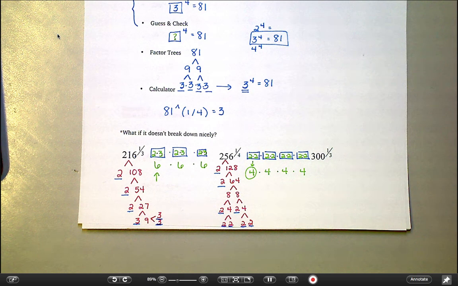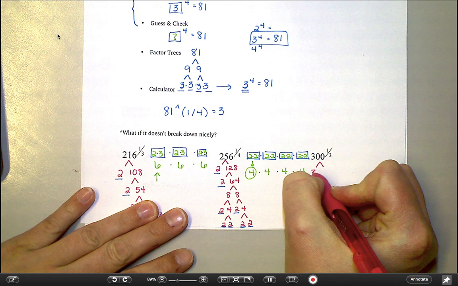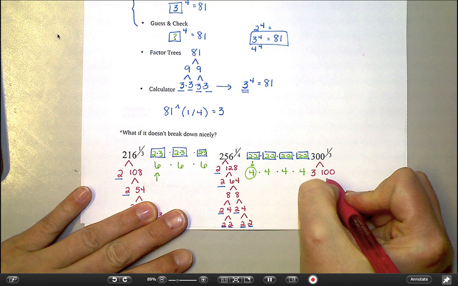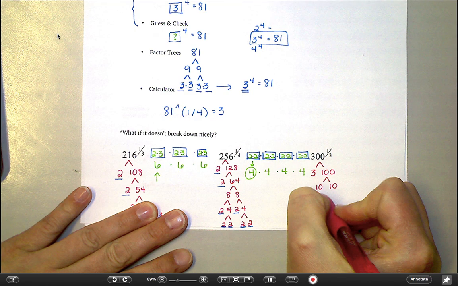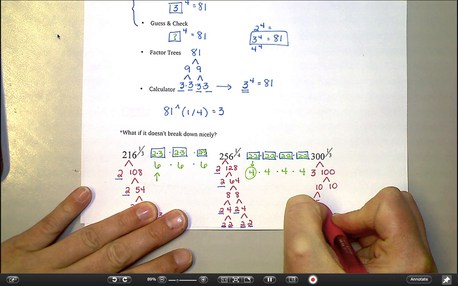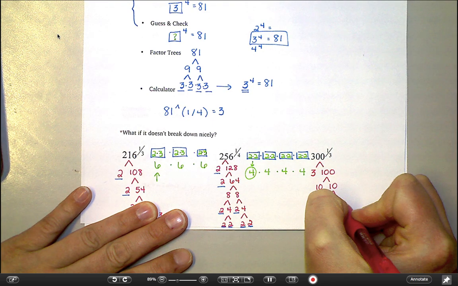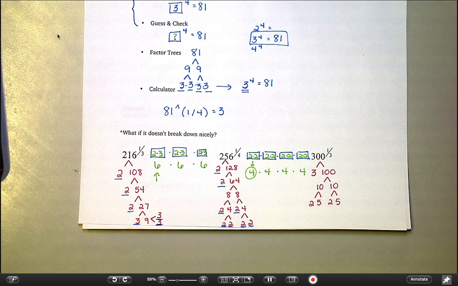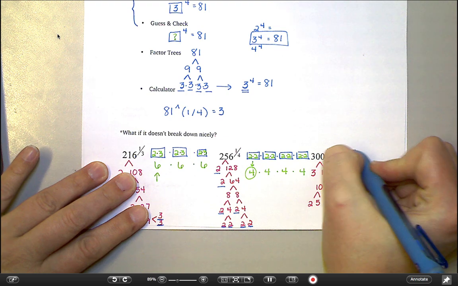All right, so let's see what would happen if I asked you to do 300 to the 1/3 power. So 300, I could do 3 times 100. And now there's lots of ways to go with 100. For the sake of space, I'm going to go 10 times 10. And I'm just going to keep going until I can't go any farther, until I get to prime numbers. So I end up with 3 2 5 2 5 here. Okay? And using our same strategy, I would need to put these into 3 boxes.